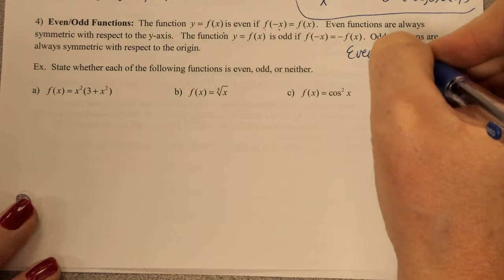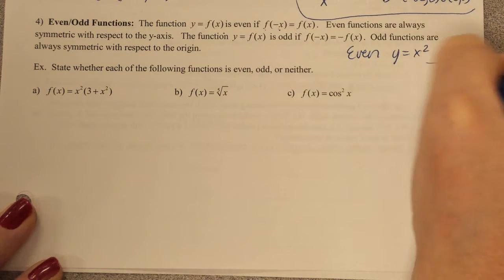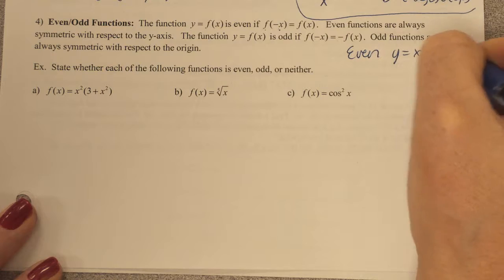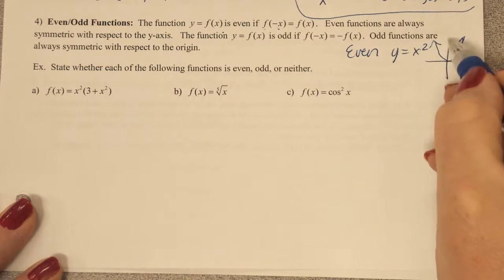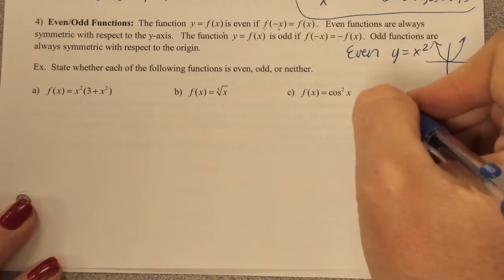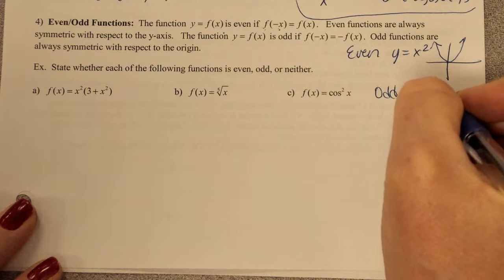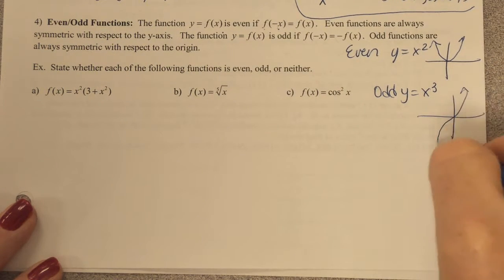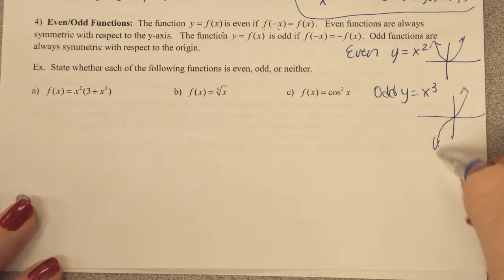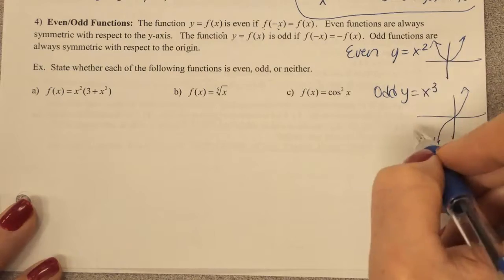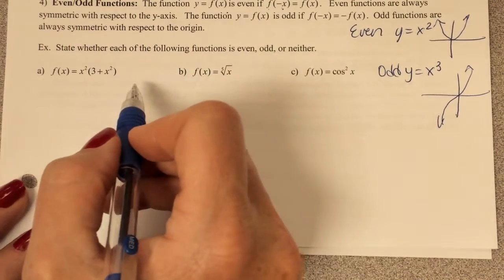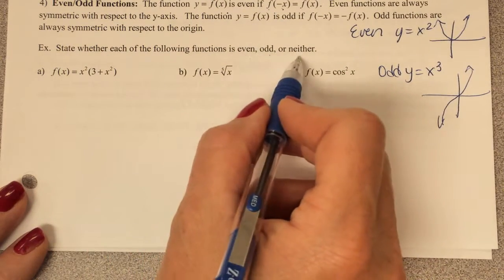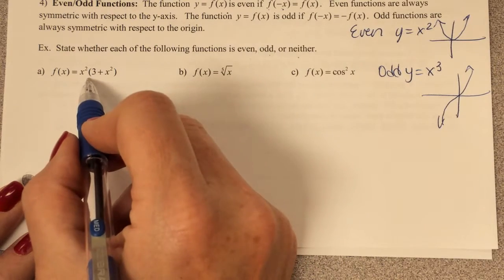So let's look at some of these. Even, y equals x squared would be an even function. See how it's symmetric with respect to the y-axis? Odd, y equals x cubed. Looks like this. See how it's symmetric with respect to the origin? Okay? All right, so those are the two rules. So if I know what a function just looks like, I can tell whether it's even, odd, or neither. But sometimes it's not so easy.